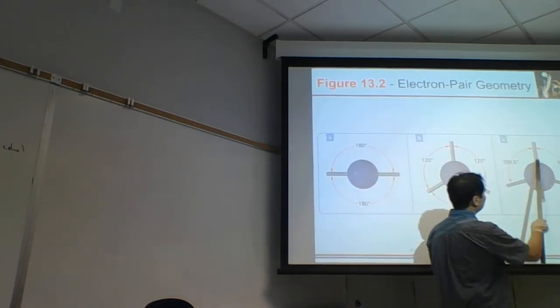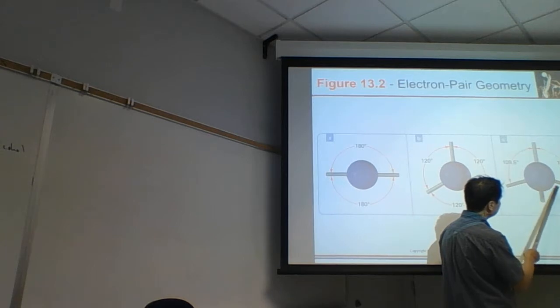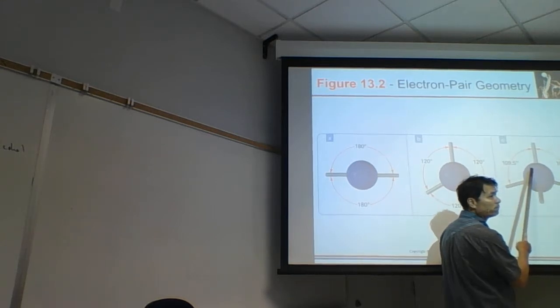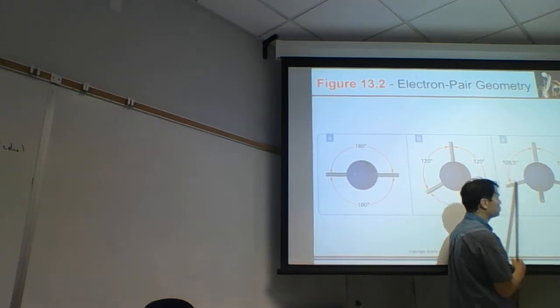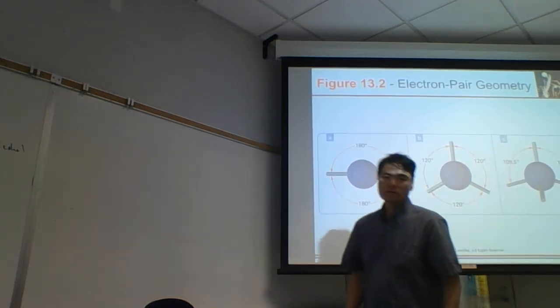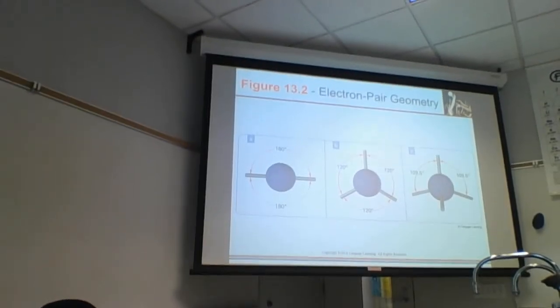So if I put a fourth group in here, it adopts this geometry. Do you know what this geometry is called? If I have four groups of electrons, this one's tricky, this one is called tetrahedral. And a tetrahedral is based on a tetrahedron. A tetrahedron is a four-sided polygon.